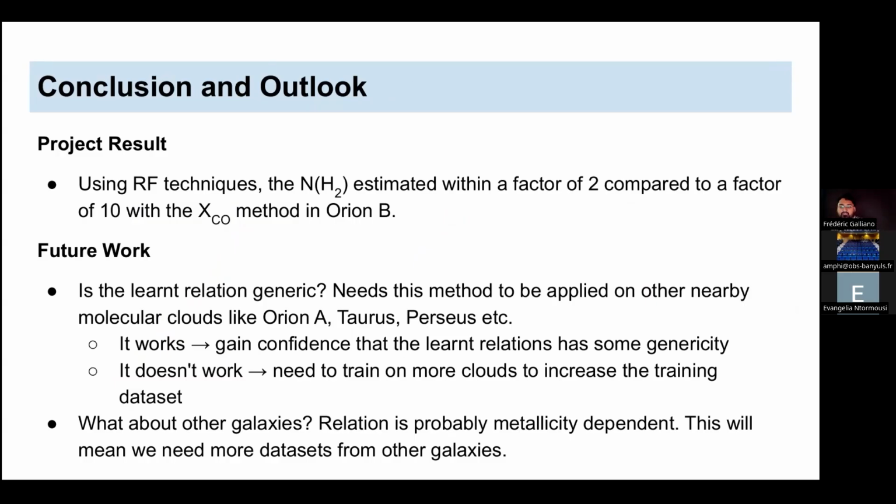So now what should we do further? The future goal is to prove the generality of the machine. For that, we need to use this machine on other nearby molecular clouds like Orion A, Taurus, and Perseus. If it doesn't work, then we have to train the machine on them as well. And what about other galaxies? Since this relation might be metallicity dependent, maybe we need to train the machine on other galaxies and increase the data sets. Okay, thank you. And I thank my supervisors.